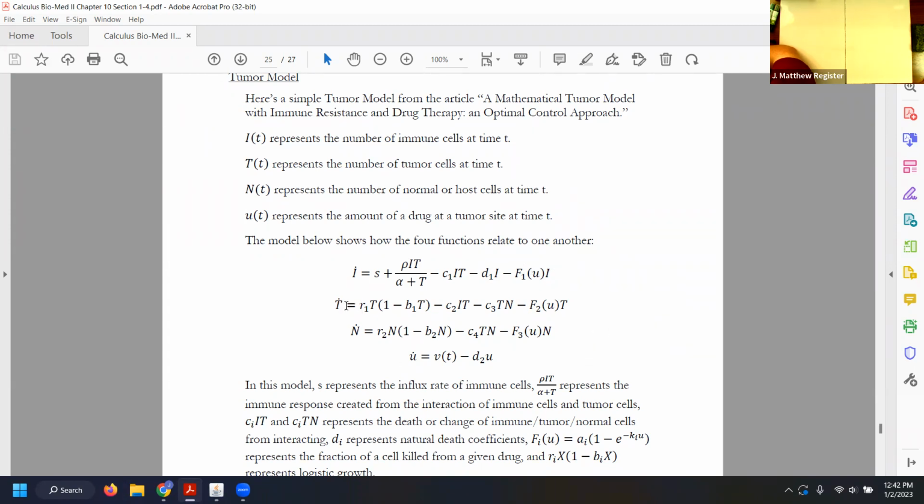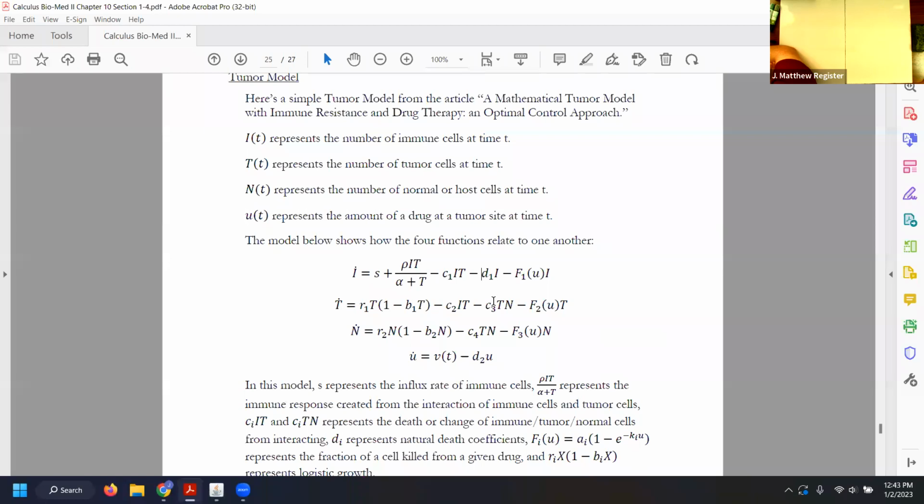The tumor cells, same thing. And so in the tumor equation, we have this term here, R1 T (1 minus B1 T). This is a logistic growth term. You see a T minus a T squared. This is saying that in the absence of immune cells and normal cells, we're going to have logistic growth for our tumor cells. The second term has the I T. This is saying when immune cells and tumor cells interact with one another, it leads to a decrease in the growth rate of tumor cells. And so tumor cells are going to be dying off.